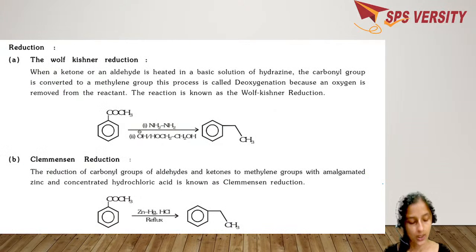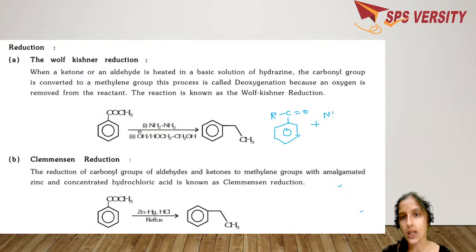Then the reduction. When it comes to reduction, we know that reduction is the removal of oxygen or the addition of hydrogen. Both can happen. So when a ketone or the aldehyde is heated, if you take the hydrazine, what is hydrazine? So aldehyde or ketone, C double bond O R. And if you treat it with NH2 NH2, hydrazine.